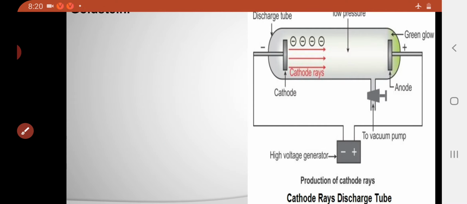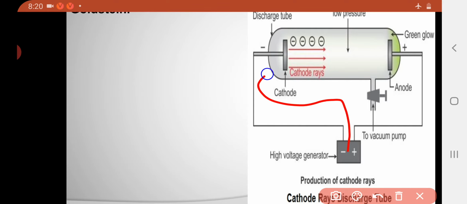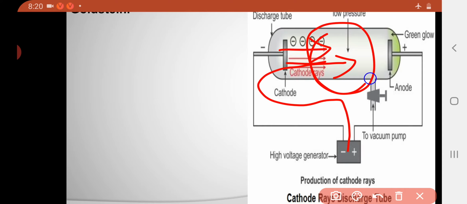Then he concluded that when air is passed through this tube, the cathode rays are generated, and they get mixed with this air and ionize it.